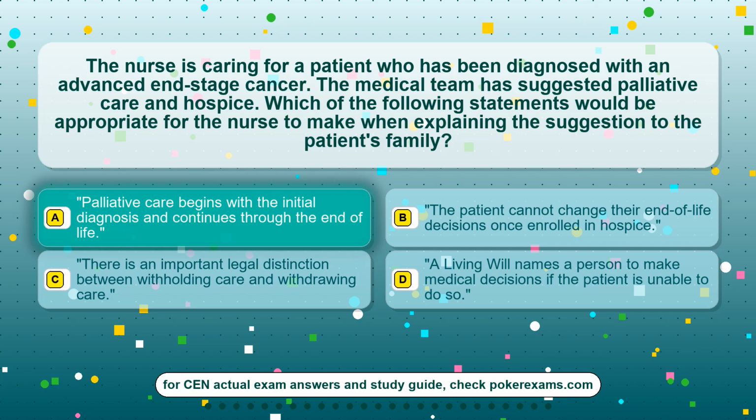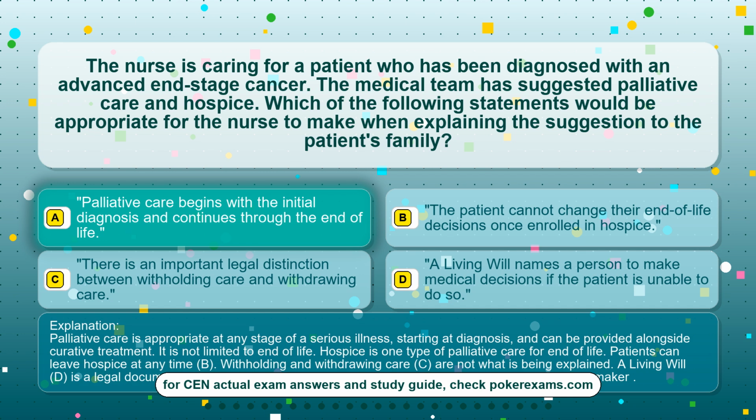The correct answer is option A. Palliative care begins with the initial diagnosis and continues through the end of life. Palliative care is appropriate at any stage of a serious illness, starting at diagnosis, and can be provided alongside curative treatment. It is not limited to end of life. Hospice is one type of palliative care for end of life. Patients can leave hospice at any time. B is incorrect. Withholding and withdrawing care, C, are not what is being explained. A living will, D, is a legal document specifying treatment wishes, while a healthcare proxy names a decision-maker.